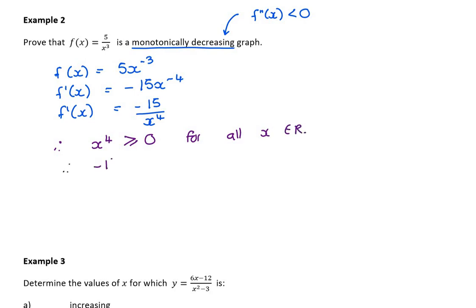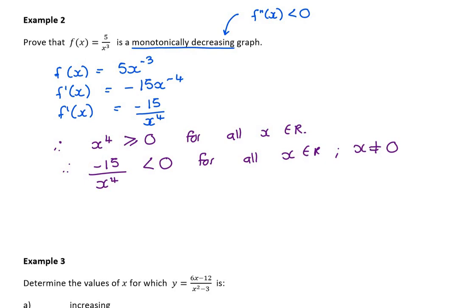That means if you have negative 15 over x to the power of 4, that will actually be less than 0. Now, I'm not saying equal to 0. Why am I not saying equal to 0? Well, x can't be 0 because it's in a denominator. So the top is negative 15 and the bottom is a positive number, but it can't be 0.